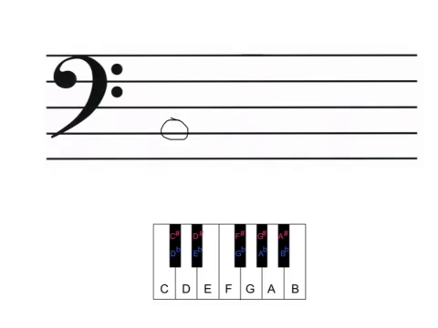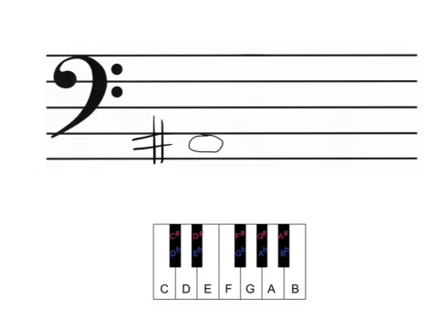Here we have a B natural. So here's B, and if the keyboard were extended, you'd see a C here. So C lowered one becomes C flat. So C flat and B, same.